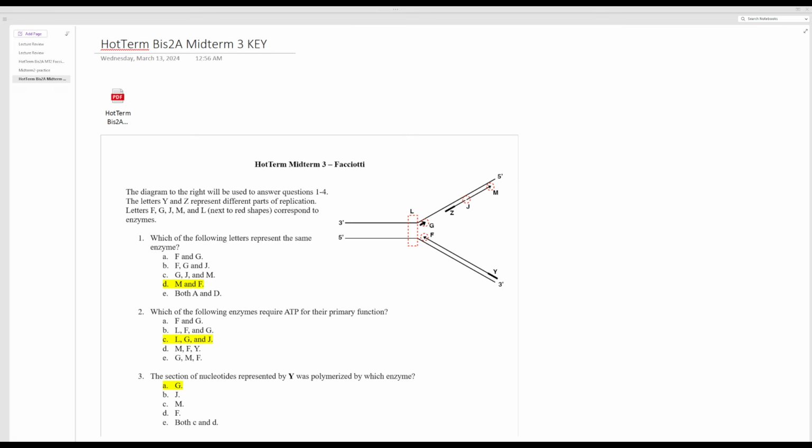Okay, so question one has the diagram to the right will be used to answer questions 1 through 4. The letters Y and Z represent different parts of replication. Letters F, G, J, M, and L next to red shape correspond to enzymes. So that means that Y and Z are non-enzymes. And if I look here, Y and Z seem to be associated with a different bit. If I look at this strand, here to here, so I'm making a divide right there, they seem to be different. So that's telling me that this is not the same as whatever is here.